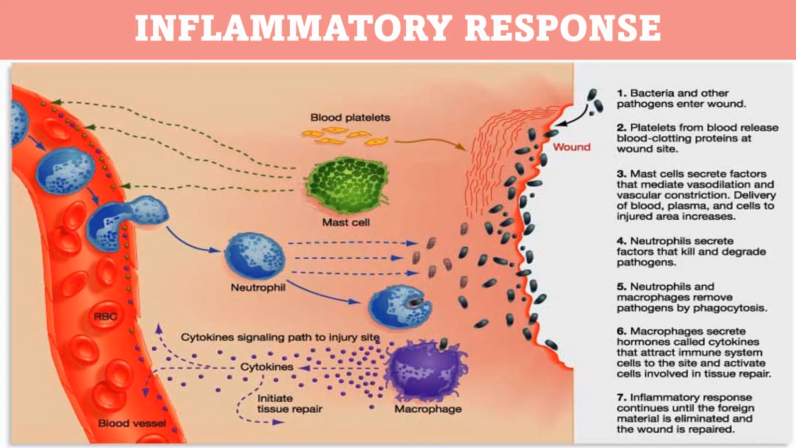Number two, platelets from the blood release blood clotting proteins at the wound site. Mast cells secrete factors that mediate vasodilation and vascular constriction. Delivery of blood, plasma, and cells to the injured area increases. Neutrophils secrete factors that kill and degrade pathogens. Neutrophils and macrophages remove pathogens by phagocytosis.